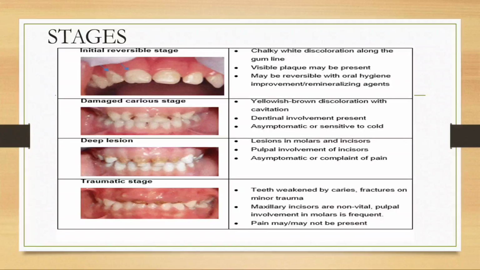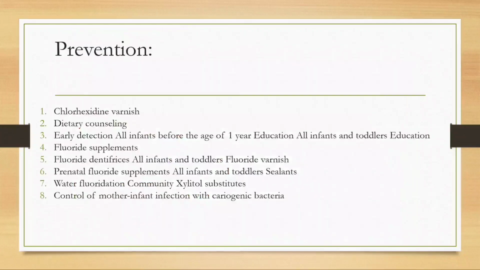The next stage is more advanced, that is the deep lesion, which is present on molars and incisors. It involves the pulp. It could be painful, sometimes asymptomatic. The last stage is the traumatic stage. The tooth structure is already gone. Fracture and minor trauma lead to loss of crown structure, and the maxillary incisors are non-vital. Pulpal involvement is there, and pain may or may not be present.